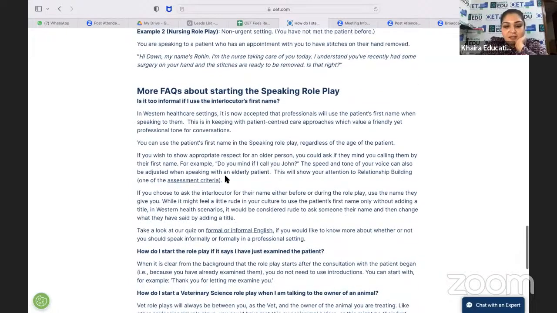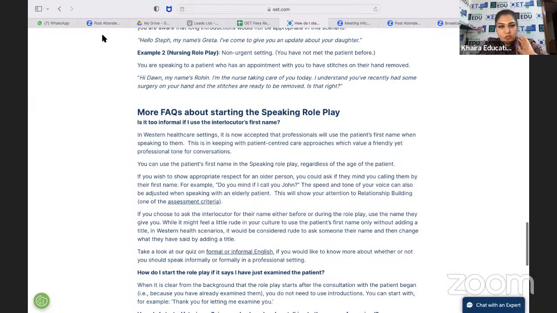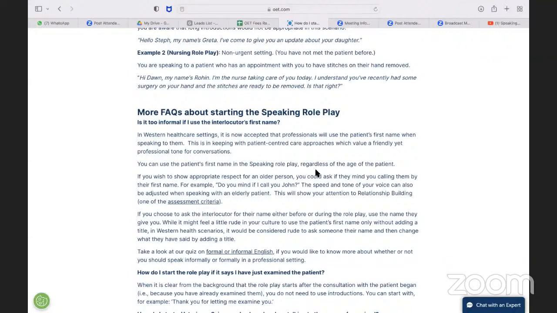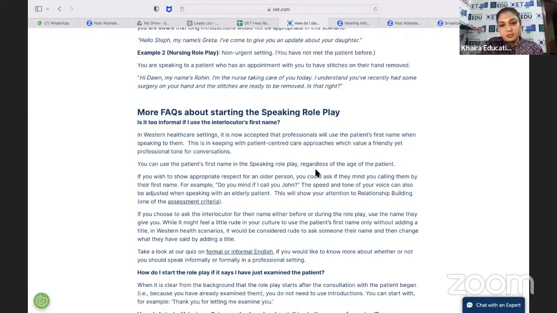Okay, then very quickly, one more question before we move on to activities. Is it too informal if you use the first name? Normally we ask, right? We believe that it is respectful towards the patient that we take their consent or permission before we address them by the first name. Now, what OET suggests is that in Western healthcare settings, it is now accepted that professionals can use the patient's first name when speaking to them.